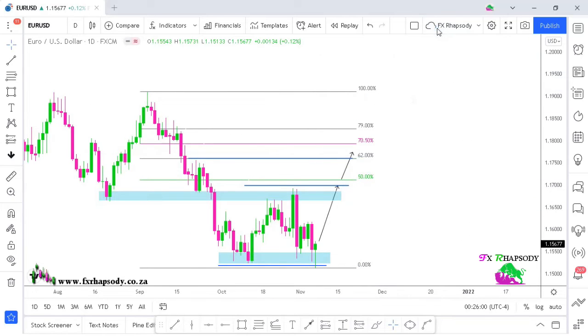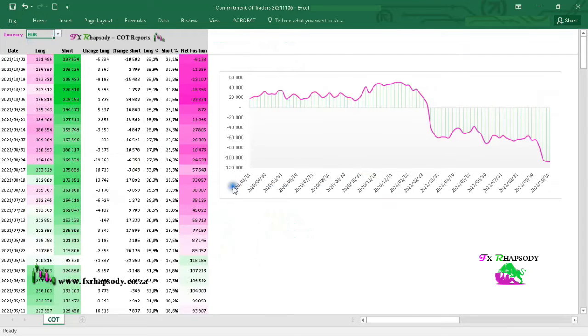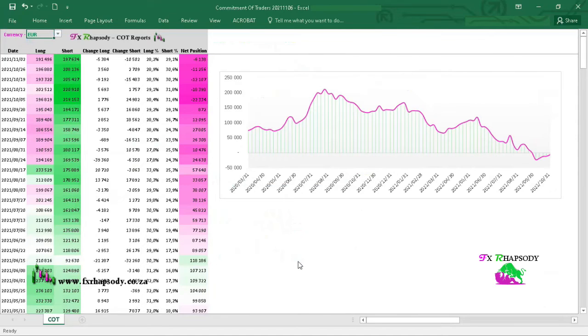So basically that is it. Let's just have a look, before we go on to the next pair, at the euro. So look, COT reports. On the euro perspective, we can see that the price was in a movement to the downside the whole time.